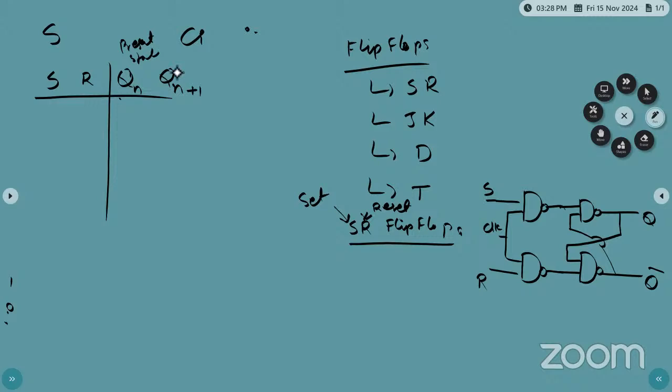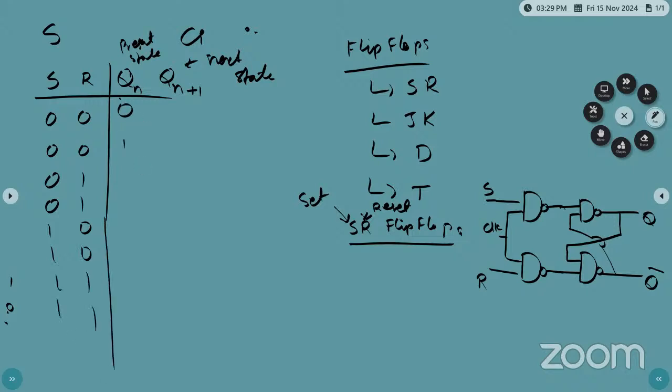This is the present state, and this is the next state. The present state and next state. Now we can take the inputs 0 0, 0 1, 1 0, 1 1, and the present state may be 0 or 1.